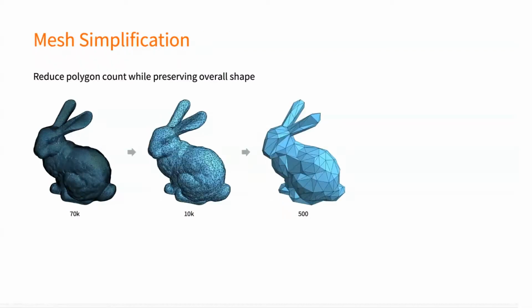Our first technique is mesh simplification. Here the goal is to reduce the polygon count while preserving the overall shape of the object. We can see an example below here, where we start on the far left with our very dense mesh. In the middle, we then have our more reasonably sized mesh. And on the far right, we have a very sparse mesh that's almost low poly. But despite them all having different polygon counts, they all maintain the same rough shape.